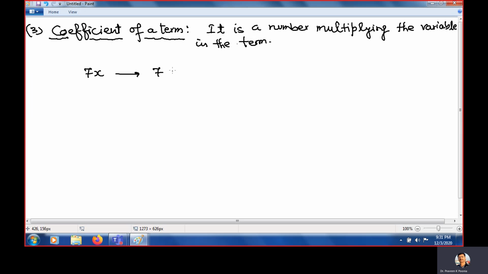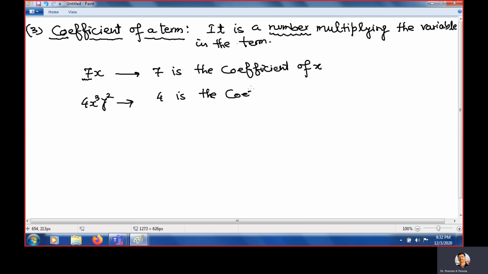Okay. So what it is? 7 is the coefficient of x. Coefficient is a number. Multiply means times to the variable. What number is multiplied to the variable? 7. Okay. 4x power 3 y power 2. What is the coefficient? 4 is the coefficient of x power 3 y power 2.